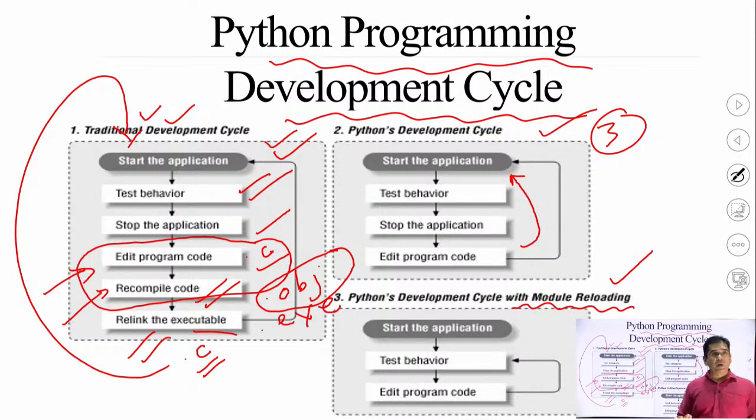Again, test behavior means you want to check the output, whether the required output is okay or not okay. Then stop the application, edit the program code. So this is a simple 3-step Python development cycle.